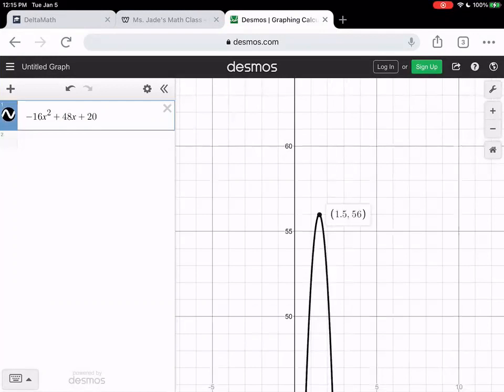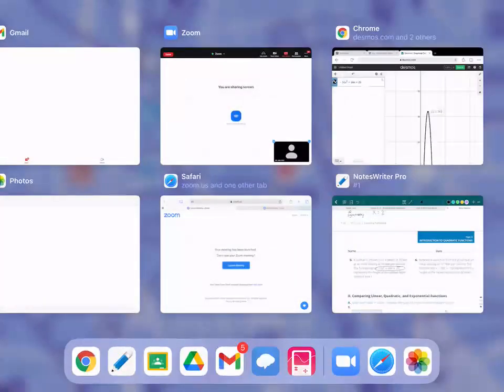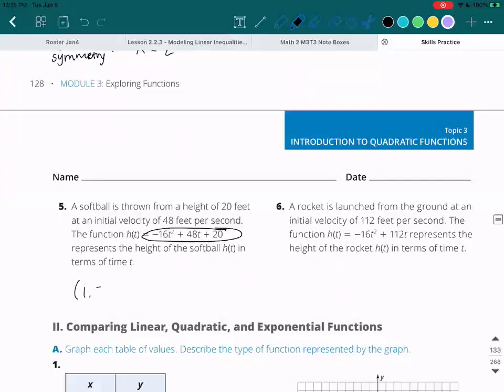1.5, 56. Okay, now to write that down. 1.5, comma, 56. Cool, so this is our vertex. And then I'll write the axis of symmetry on the right side instead of the bottom because that's where I have space.